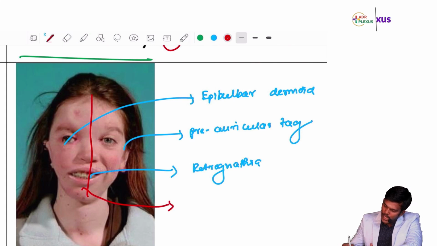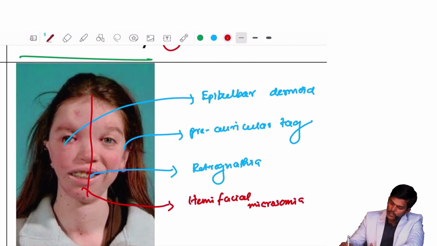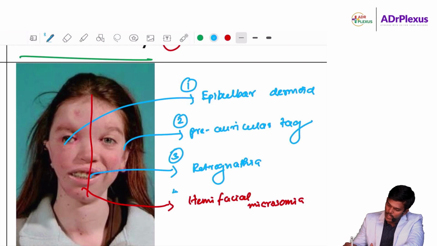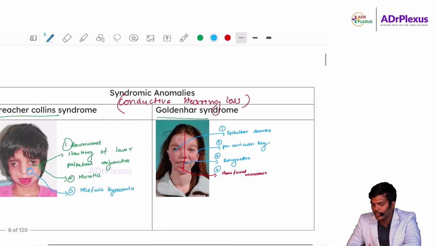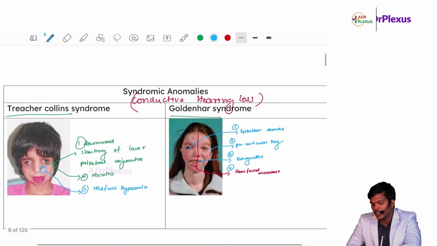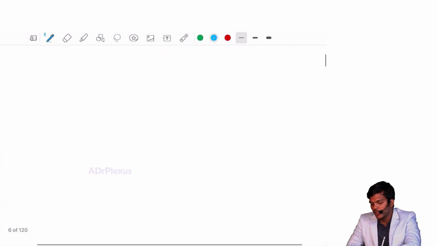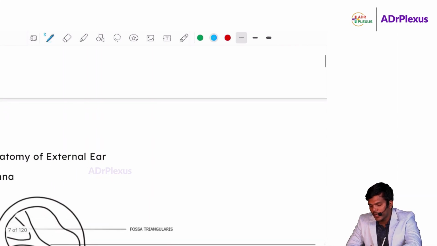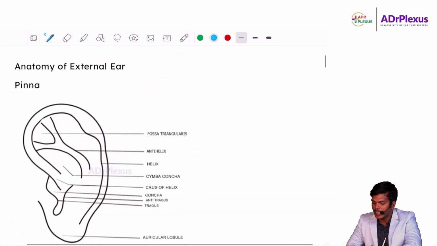This is hemifacial microsomia. These are the four features: epibulbar dermoid, pre-auricular tag, retrognathia, hemifacial microsomia. Clear? So this is how Treacher-Collins syndrome and Goldenhar syndrome will work out. Fine. So we have seen about embryology, we have seen about few diseases associated with embryology. Now we can enter into anatomy proper of the ear.